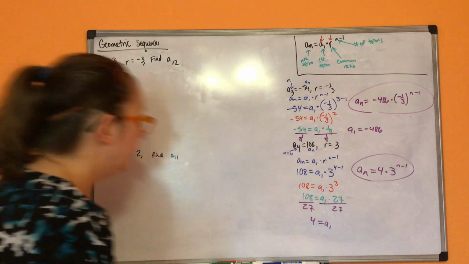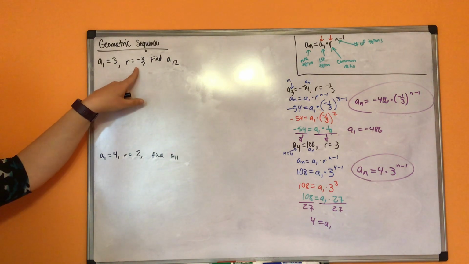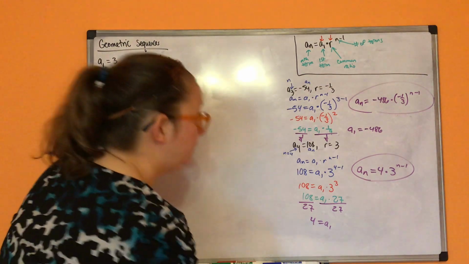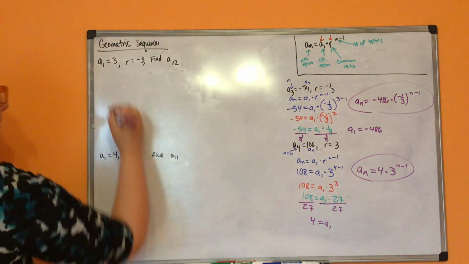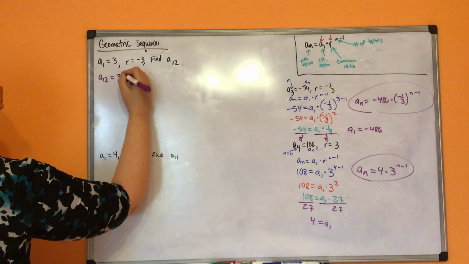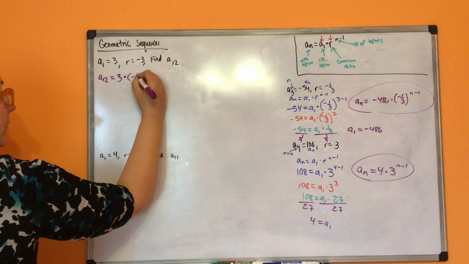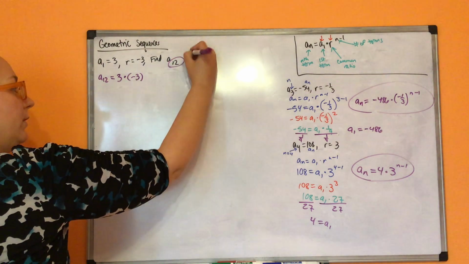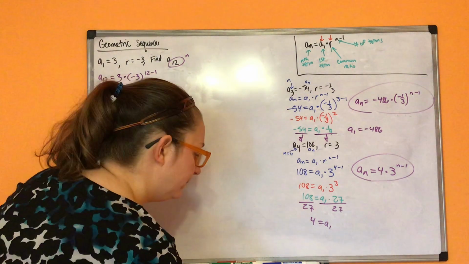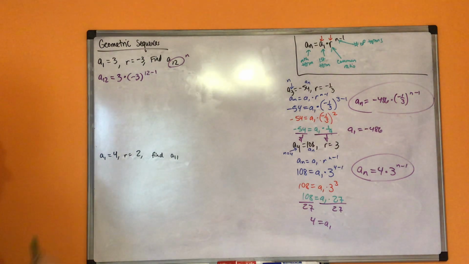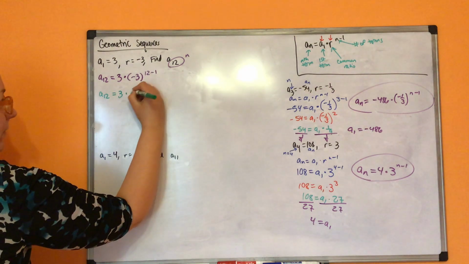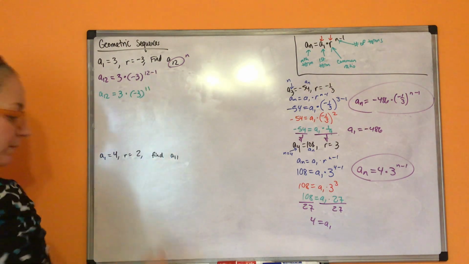Okay, so they've given us the first term, they've given us R, they want us to find A12. We're going to use our formula. So since we're trying to find A12, instead of AN, I'm going to put A12. A1 is 3, R is negative 3, and then since this is a 12 here, N is going to be 12. So we're thinking 12 minus 1 up in the exponent. You can do this all in Desmos at once as long as you simplify this exponent first, which is not hard to do. 12 minus 1 is 11.